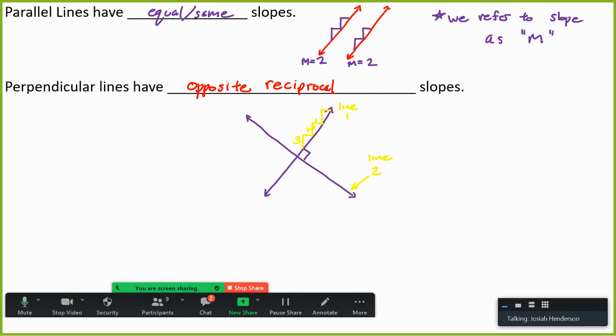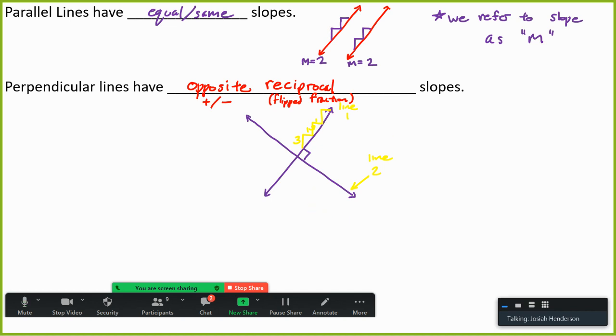Opposite reciprocal. You don't have to turn on your mics, but I want you to say that out loud with me a couple times. Opposite reciprocal. It's a big word. There's two different things happening here. Opposite means the positive or negative, and reciprocal means the flipped fraction. I'm going to add that in below, okay? That's what reciprocal means. It means flipped fraction.